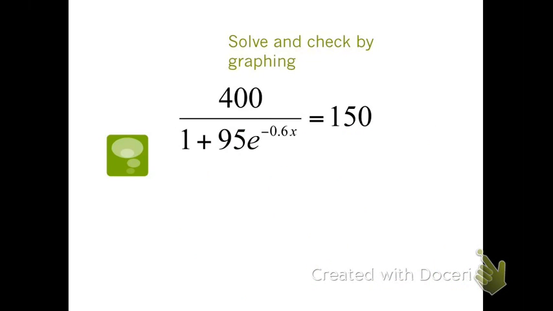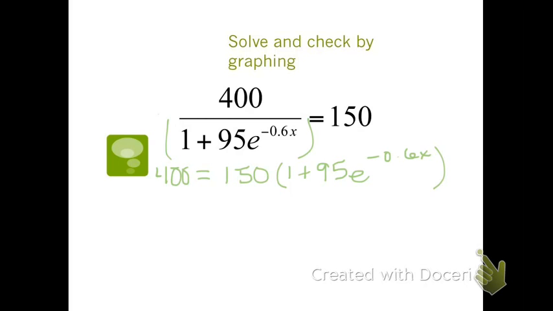Okay, so this one is solving a logistic equation for x. We're going to try to get the e to the x part by itself. I'm going to multiply both sides by the denominator. Actually, what I'm really doing is I'm going to switch this. So I'm going to multiply everything by the denominator, so that I get 400 is equal to 150, I'm not going to distribute, times 1 plus 95 e to the negative 0.6x.